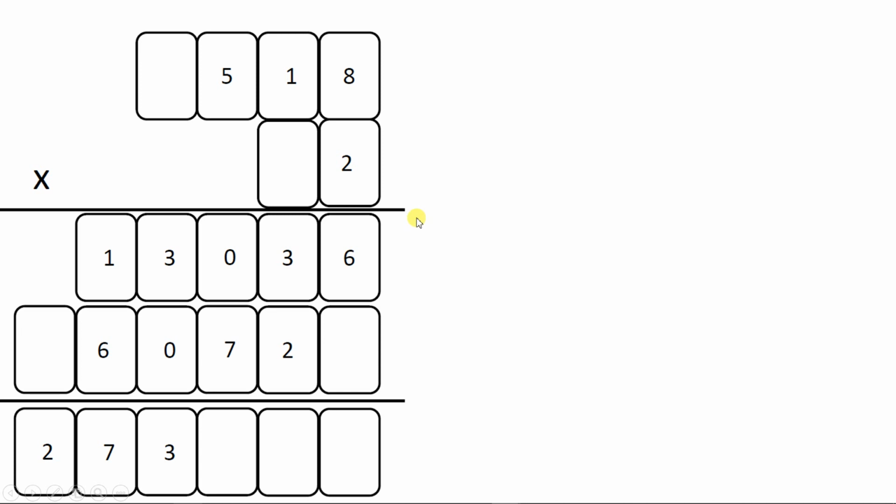Now where it gets harder is where you have to solve multi-digit missing digit multiplications, but it's the same idea, we just work our way through each step. So they started with 8 times 2, which is 16, so carry the 1 and leave the 6 in the first answer line. 1 times 2 is 2, plus 1 is 3. 5 times 2 is 10, so carry the 1 and leave the 0 in the answer line.